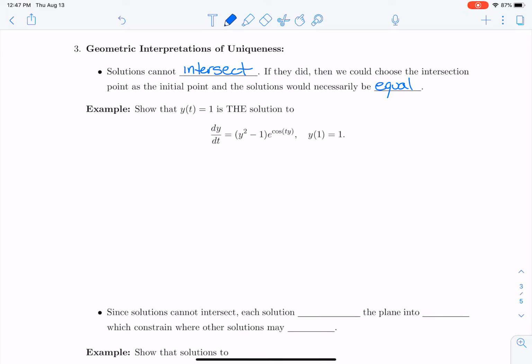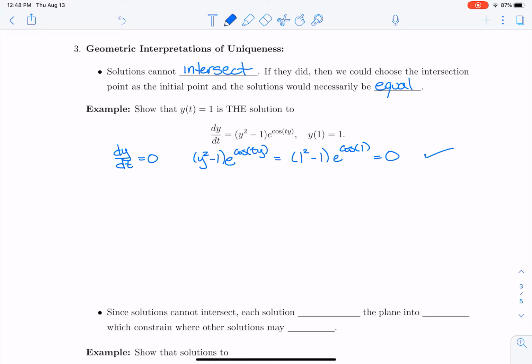So the first thing that I have to do to show that this is the solution is first I need to show that it is a solution. So I need to take the derivative, and the derivative of 1 is, of course, 0. And then I need to look at the right-hand side. Specifically, I need to see what (y squared minus 1) e to the cosine of ty is. So I'm going to substitute in y equals 1, and I'm going to get (1 squared minus 1) e to the cosine of 1, which is, of course, 0. And so y of t equals 1 does satisfy the differential equation.